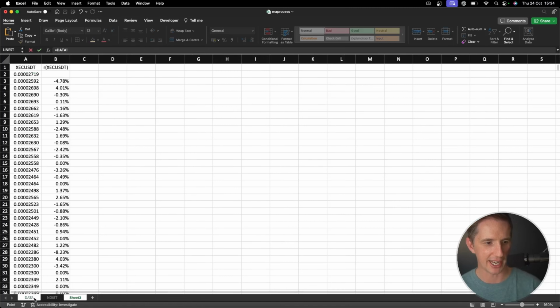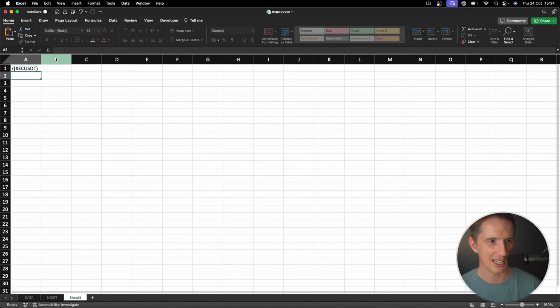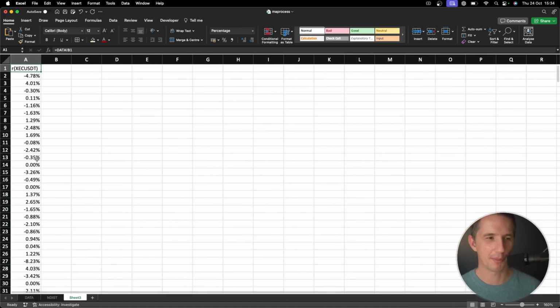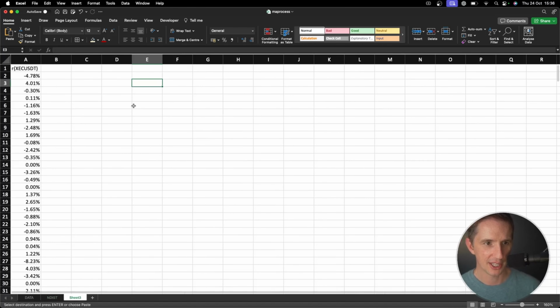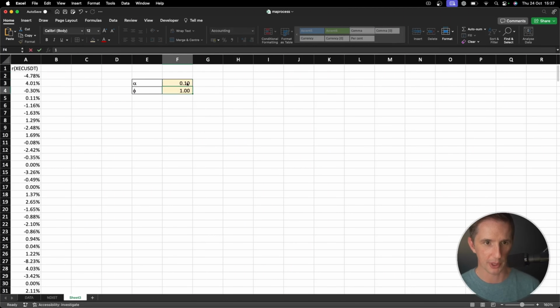So here I've got a data tab, which is my XCC USDT. I'm just going to go and link to those returns very quickly over here. And there we go. I've got my returns data. So looking at our formula for the MA process, I know that I need to forecast alpha and also phi. So I'm going to go back over here to my normal distribution. I'm going to copy these across here. And I'm going to put A for alpha and F for phi over here. So in fact, let me just copy that, A and F. There you go, alpha and phi. And I'm just going to put this to 0.1 and this one here to 0.1 as well.